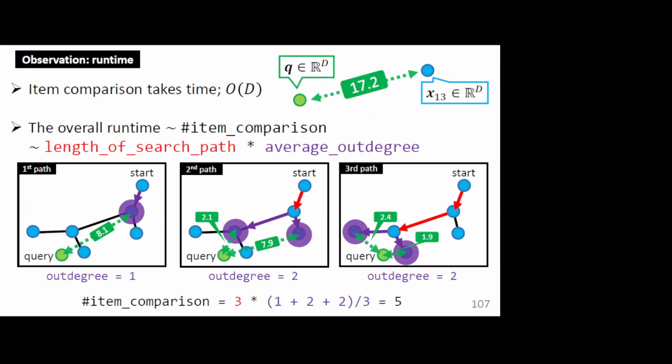So in this case, we visit a total of 1, 2, 3, 4, 5. We visit 5 nodes. So the comparison count we make is 5.